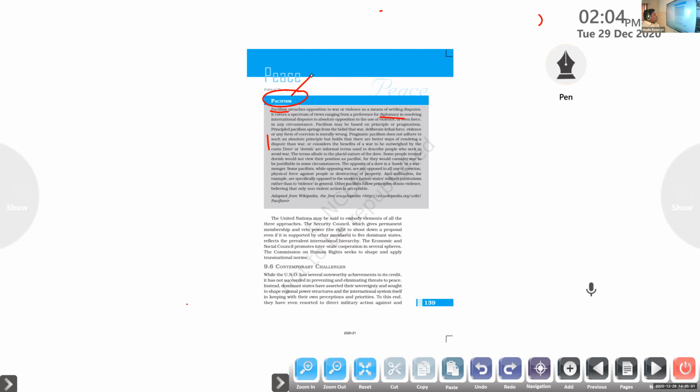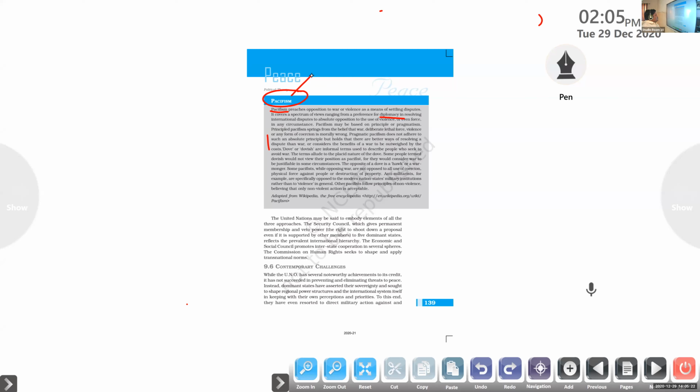The terms allude to the placid nature of the dove. So we know the basic nature of a dove: it is not ready to create any problem, right? No fighting, no war. A calm and quiet creature, right? So we are using that animal, I mean the bird. The terms allude to the placid nature of the dove.